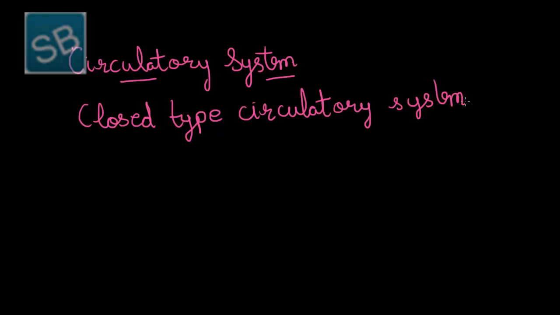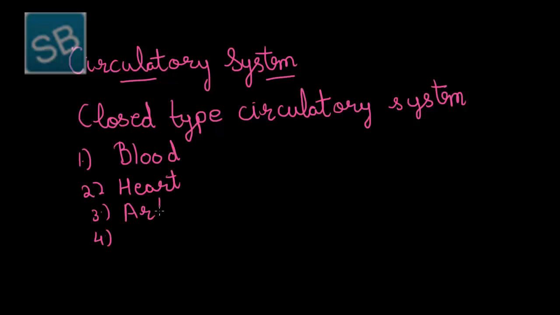Now, the circulatory system of frog is basically constituting four components. That is, blood, heart, arteries, and veins. Let us study all of these components beginning with blood.